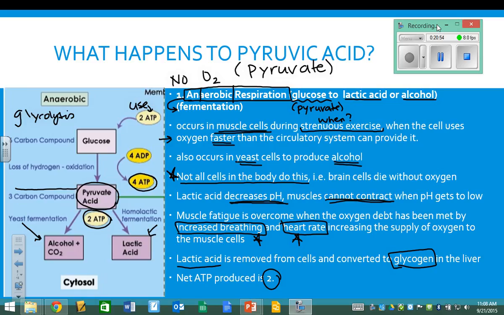So if I do anaerobic respiration, 4 ATP total is all I can possibly have. 2 from glycolysis and the 2 that I'll get doing this process where I take lactic acid and convert it.